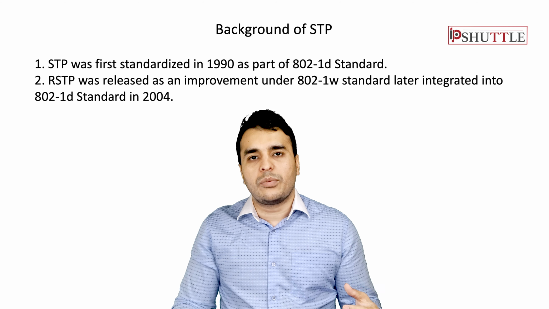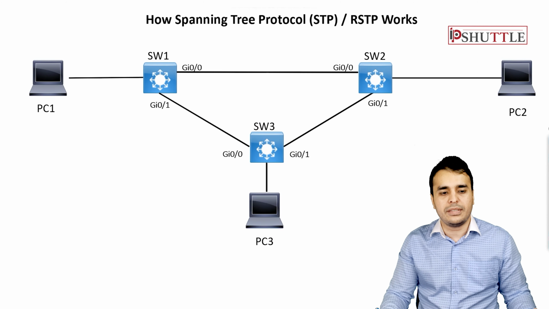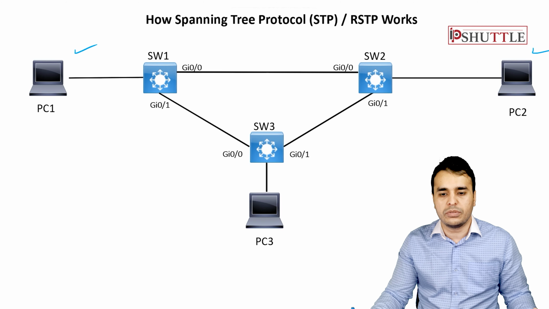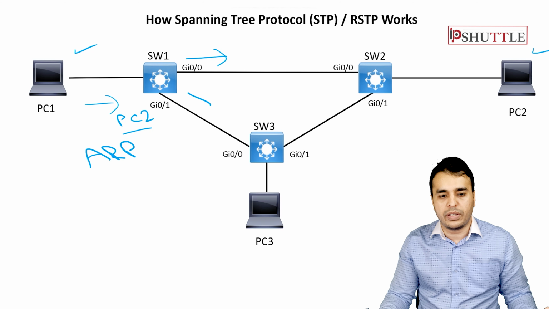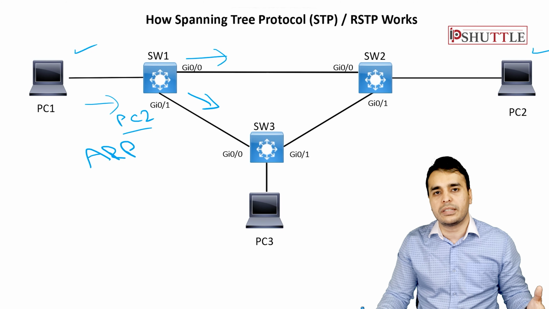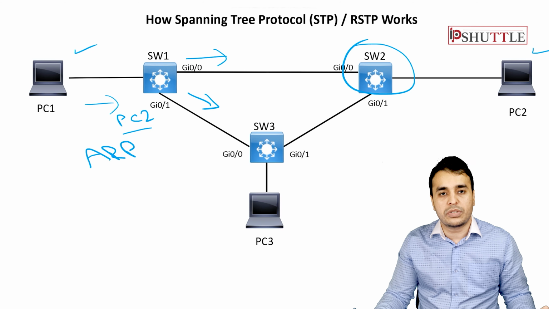Let's first try to understand why you need Spanning Tree Protocol. What is the purpose of it? Let's assume that we have PC1 and PC2, and PC1 tries to ping PC2. What's going to happen? It's going to resolve the ARP, and switch 1 will send out the frames from both of its interfaces since it does not know where PC2 is. It will be received by GigabitEthernet 0/0 on switch 2, and since switch 2 also doesn't know it yet, it will be broadcasting from GigabitEthernet 0/1 to PC2.